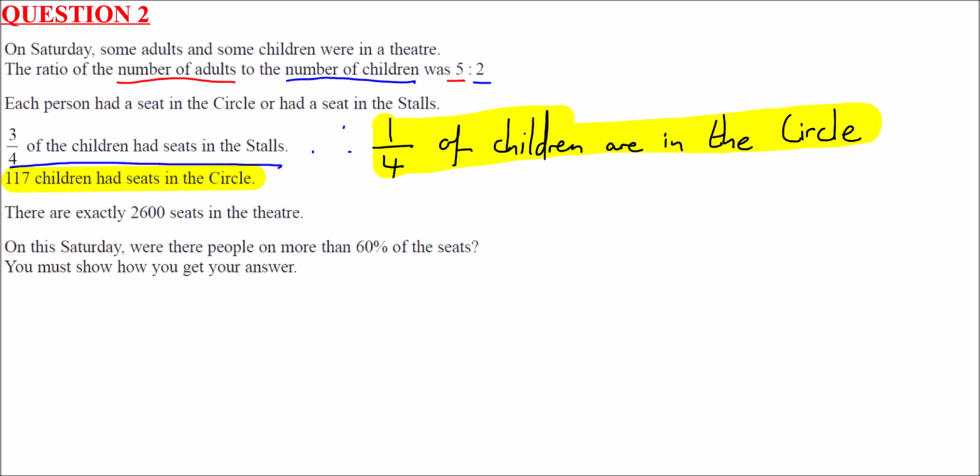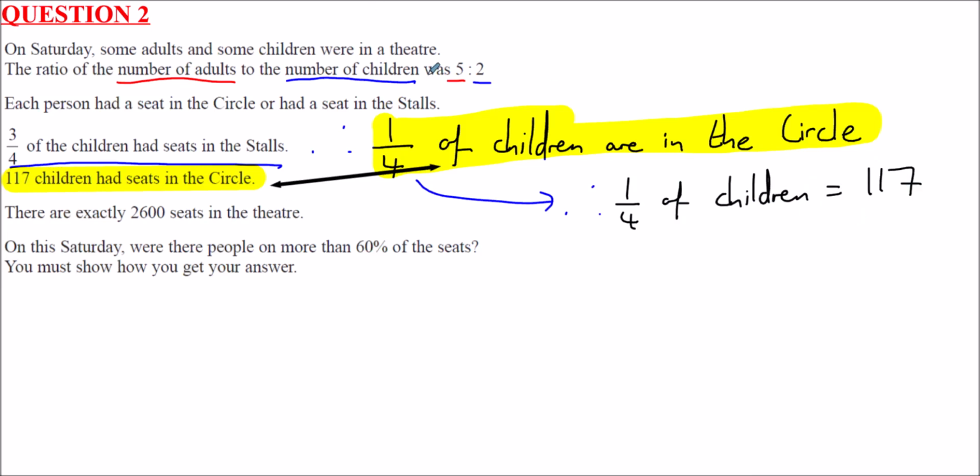So now if we piece these two bits together, this bit and that bit, we can therefore say that a quarter of the children in the circle must be these 117 children. So a quarter of all the children must be 117 of them.